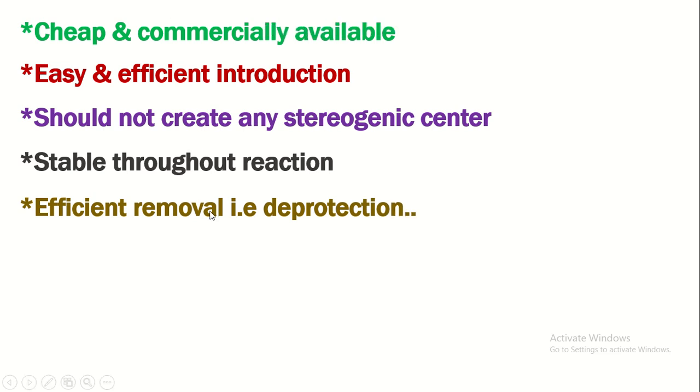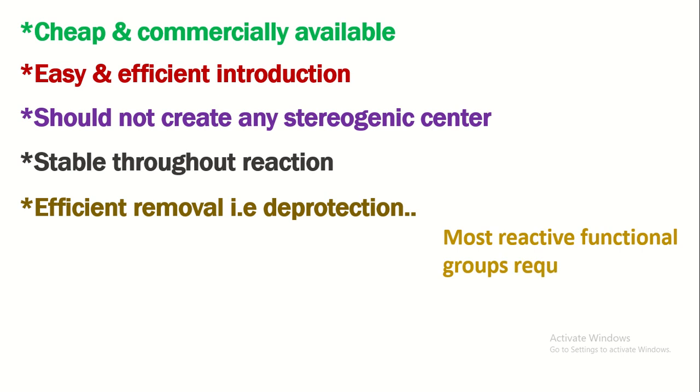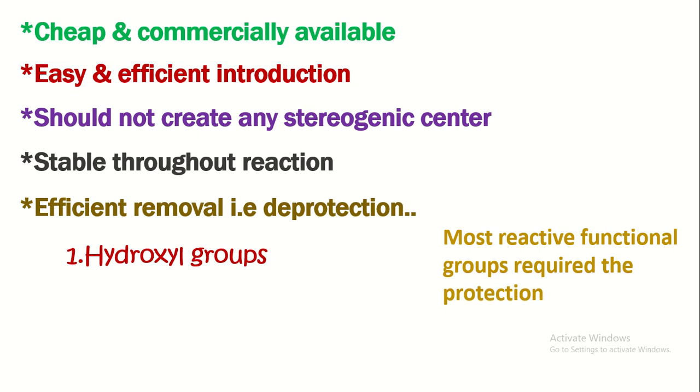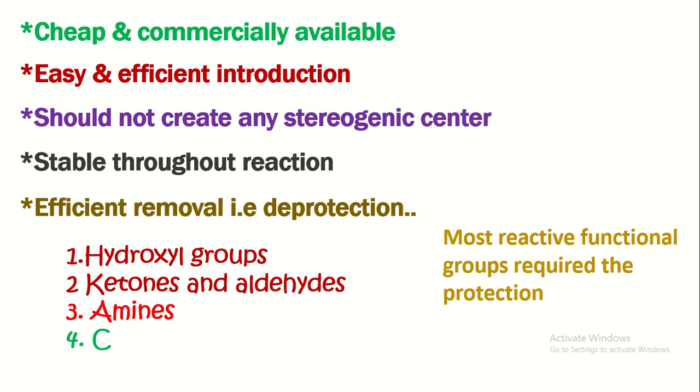Generally, the most reactive functional groups require protection, such as the hydroxyl group, because in the hydroxyl group the oxygen carries two lone pairs of electrons; aldehyde and ketone groups, which contain an electron-deficient carbonyl group; amines, where nitrogen contains a lone pair of electrons; and carboxylic acids. Let us discuss the protection of each one by one.